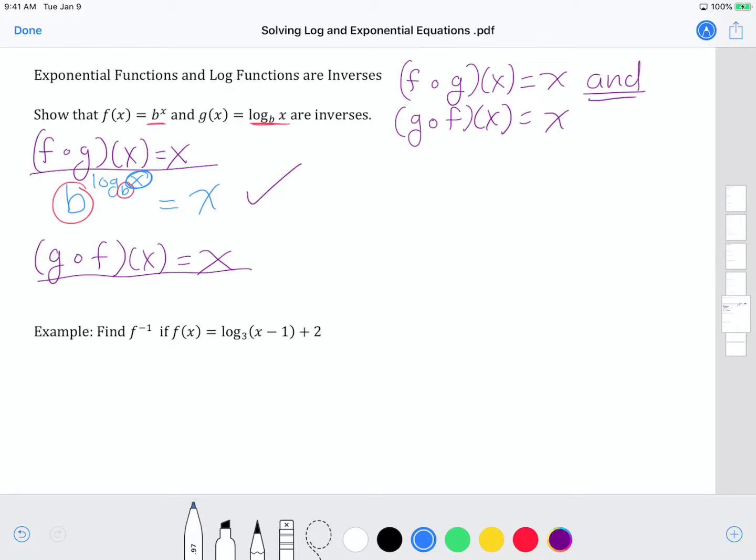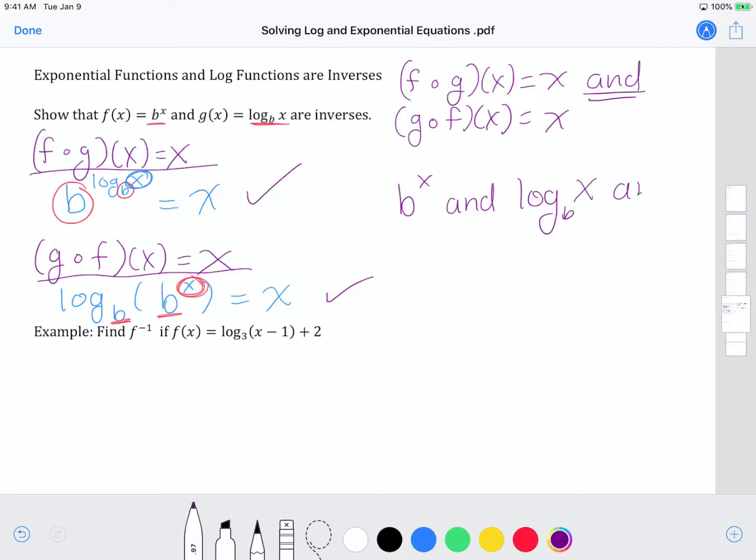Okay, now let's do it in the other direction where I take f of x, which is my exponential function, and plug it into my log function. So I would have log base b, and then in place of x, I would put b to the x. According to our properties, this is also equivalent to x, because when this base and this base is the same, the answer is going to be whatever this is. So this direction works also. So we can say that b to the x and log base b of x are inverses.